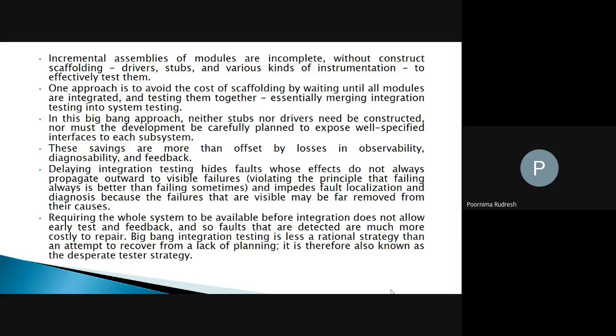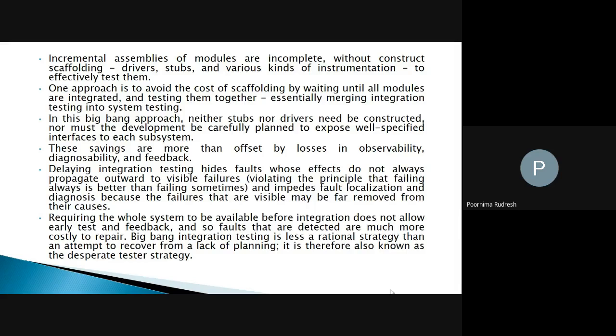Why? Because we are not observing each module at each stage of development. In the Big Bang approach, as I said, we are integrating all the modules together. Finally, we are testing. If something happens to any module, that leads to the failure of the entire system. Right. And it is very difficult to check in which module the error has occurred. There, the observability is reduced. Once the observability is reduced, diagnosing the errors in the different modules is also difficult. Hence, these savings are more than offset by losses in observability, diagnosability, and feedback.